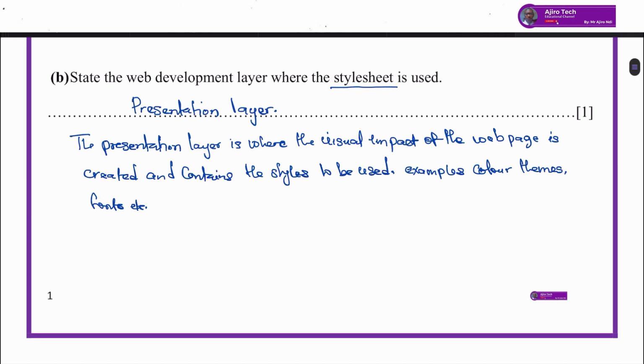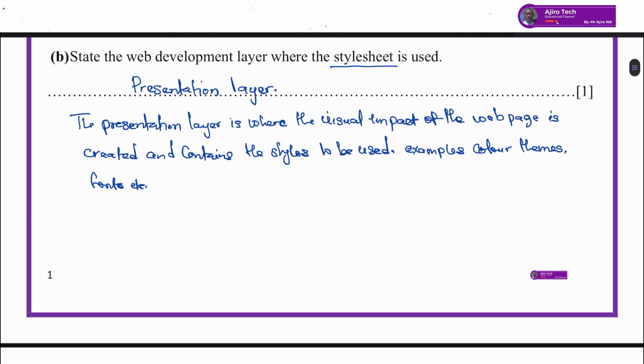When we talk about the content, this is where the content, like the text and images, are placed. This is also where the page structures, such as the frames, tables, and hyperlinks, are placed.